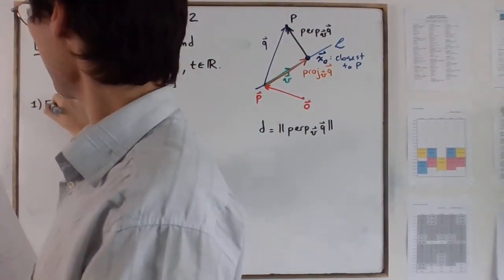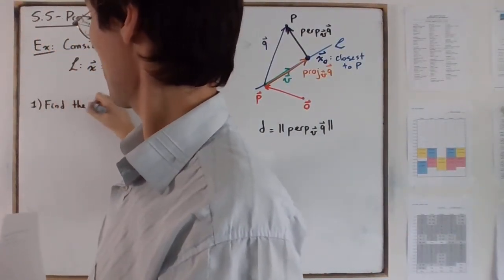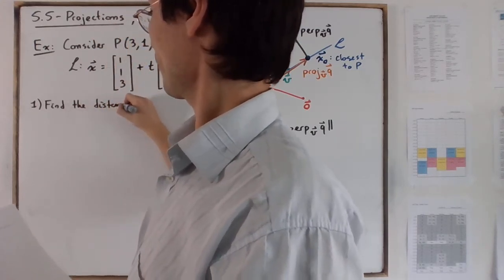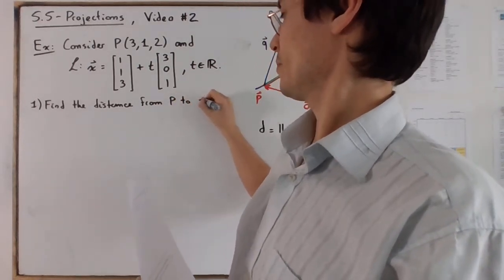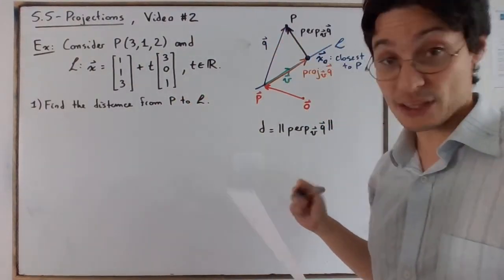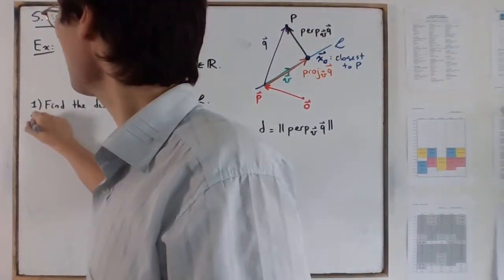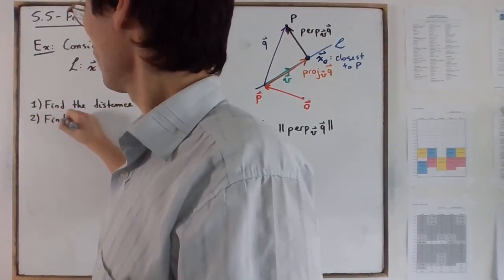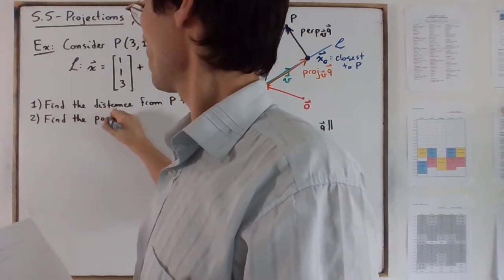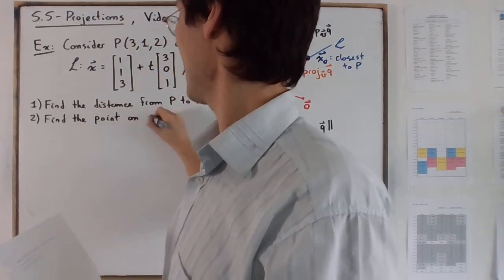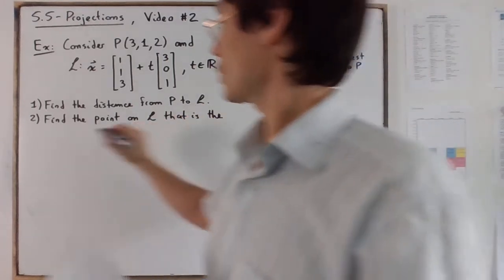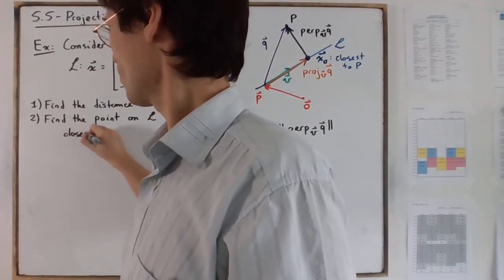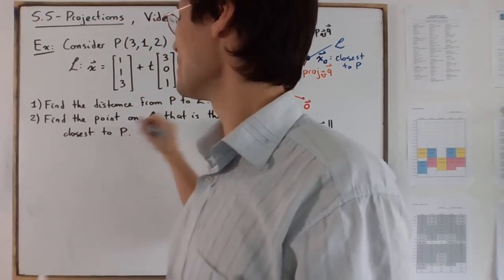And what we want to do is number 1, find the distance from P to L. So that's question number 1. And question number 2 is to find the point on L that is the closest to the point P.